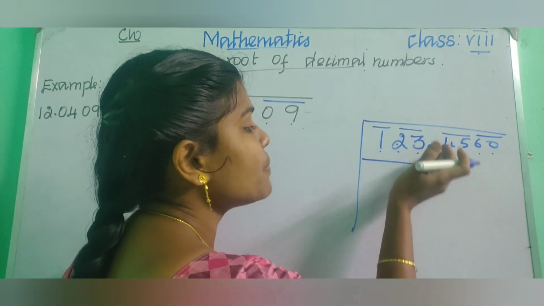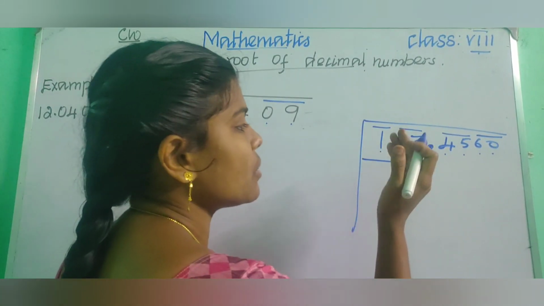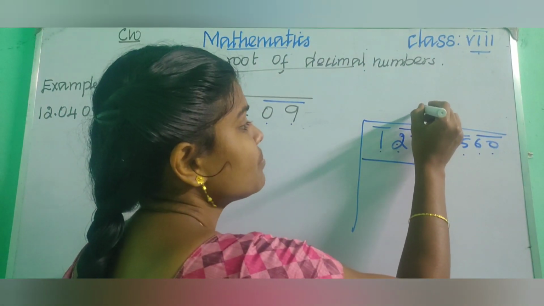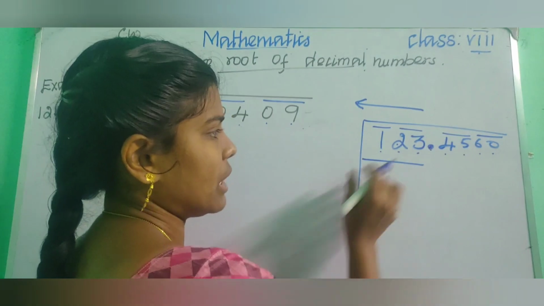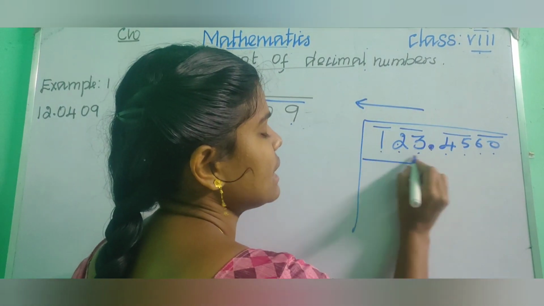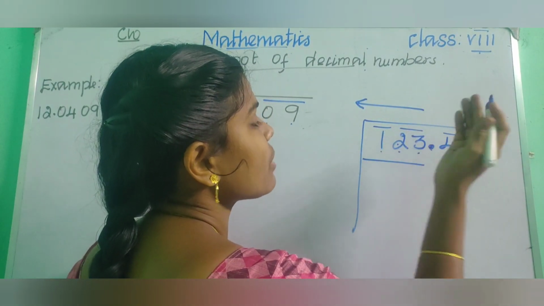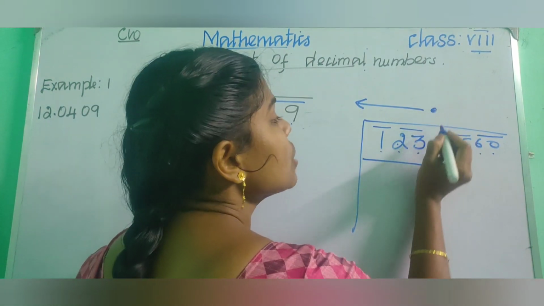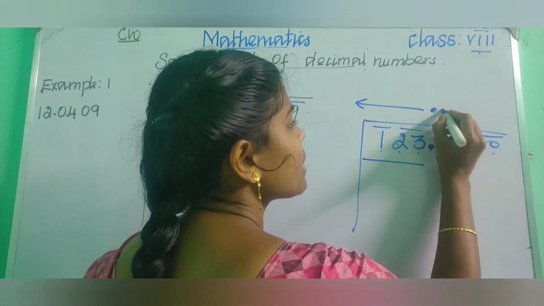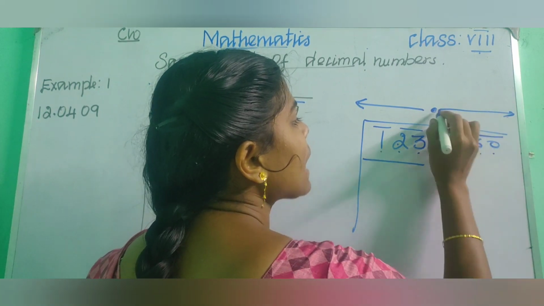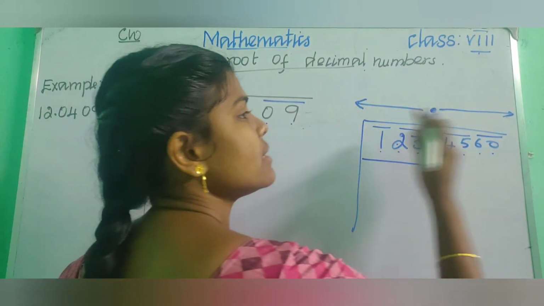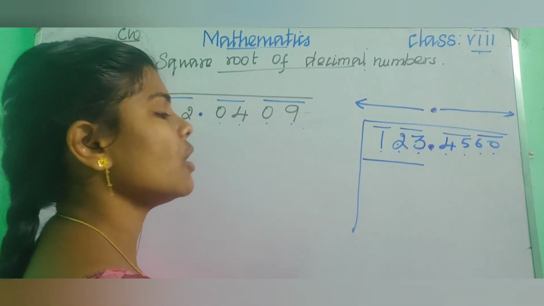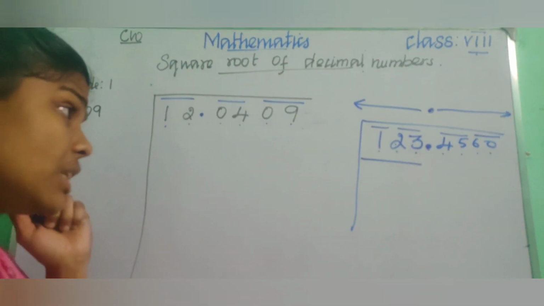The numbers which are before the decimal point should be counted from right to left, but for the numbers which are after the decimal point, counting should start from that decimal point itself, in this way, left to right. Is it clear, children?